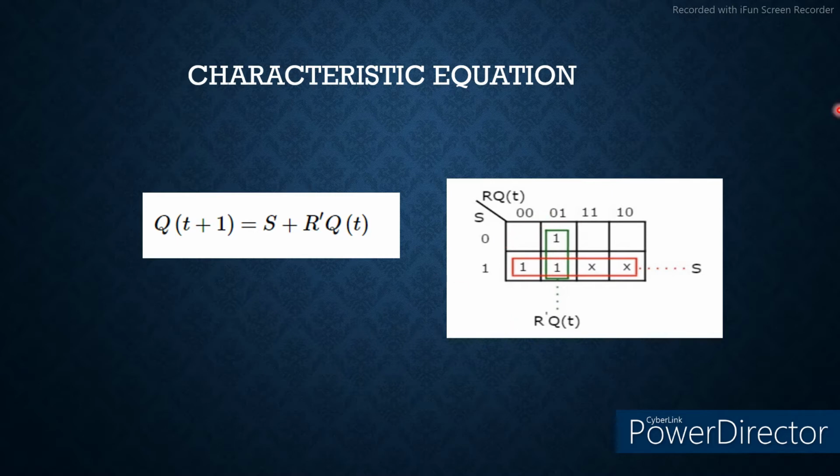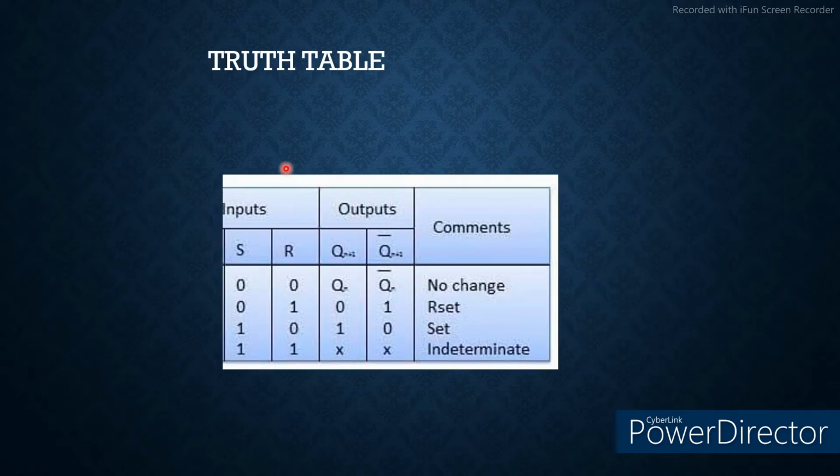This is the K map from which the characteristic equation is generated. Truth table. The inputs are given here and the outputs are also given, where Qn is the previous state and Qn plus 1 is the next state. We can see that by giving 0 in both S and R, there is no change. On giving 0 in S and 1 in R, it will come to the reset state. With 1 in S and 0 in R, we get the set state, and by giving 1 in both S and R, we get an intermediate state.